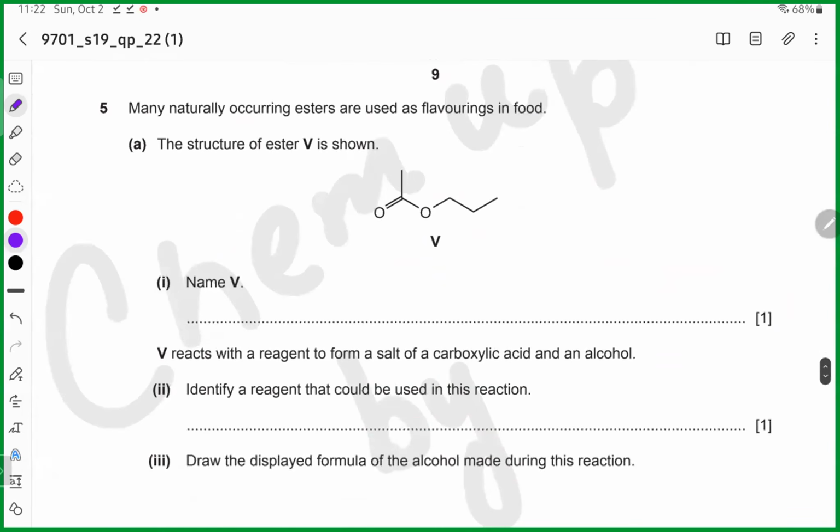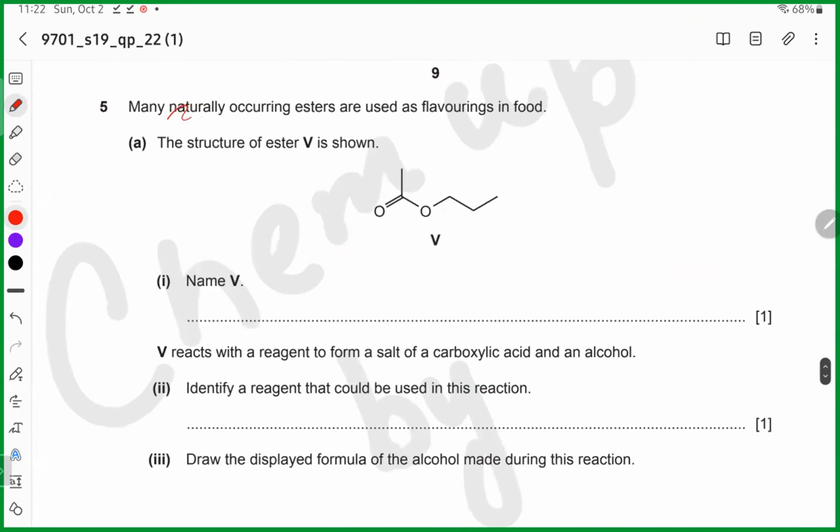Now question number 5. Many naturally occurring esters are used as flavoring in food. The structure of ester V is shown. Name V. Can anybody tell me the name of V? Propyl ethanoate. Very good.